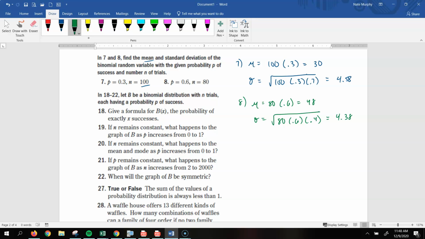All right, let's look at number 18. It says, give a formula for b of x, a probability of exactly x successes. So here they just want a general formula for this. So here we would have n choose r. That's always how you start those out.